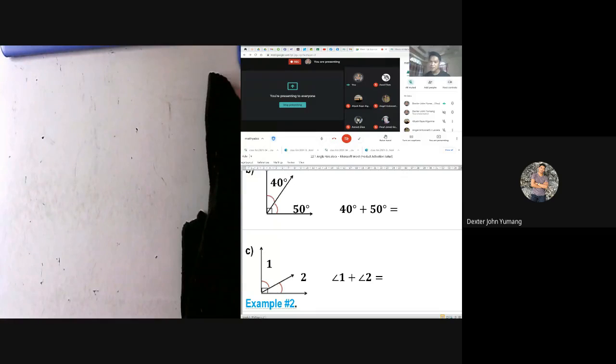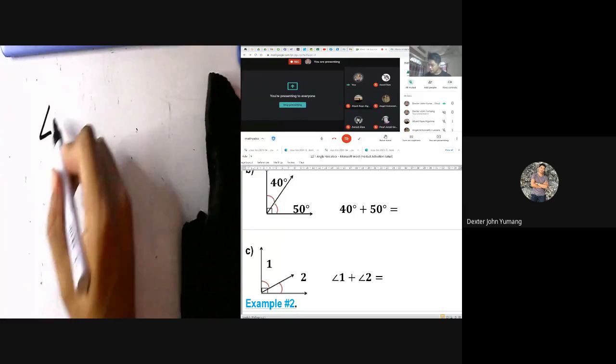So, 3 nga ba? So, in that case, hindi po pwedeng i-add ang pangalan ng angle. So, the first name of our angle is angle 1.